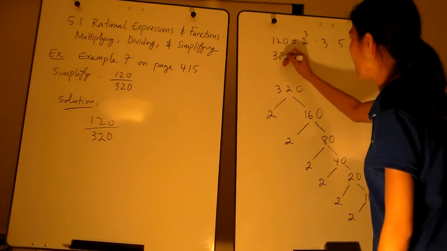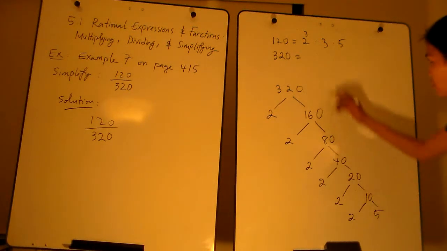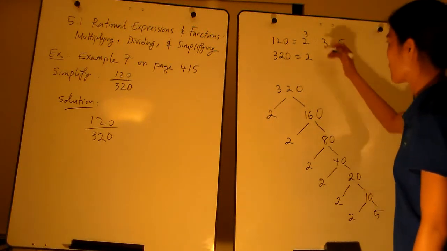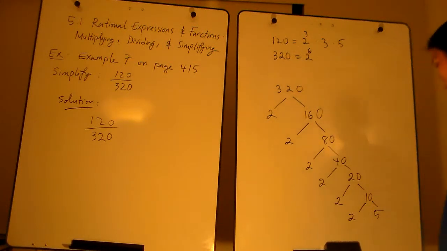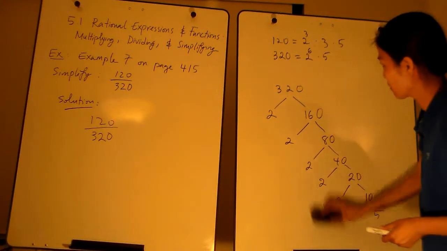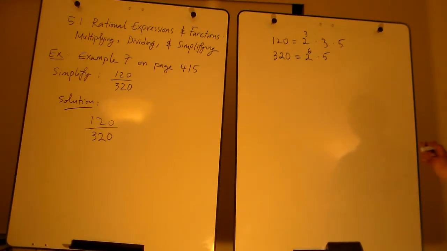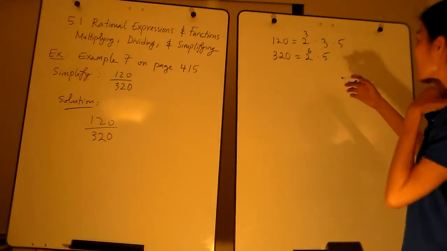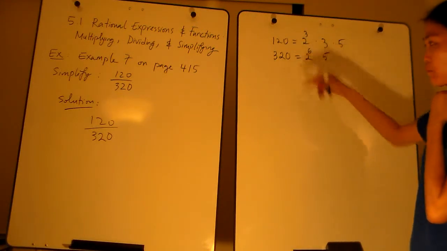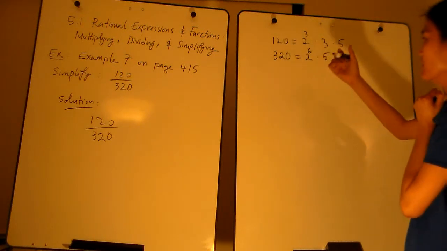So 320 can be factored in terms of 2 and 5, right? How many 2s do you have? 1, 2, 3, 4, 5, 6. There are six 2s, so the exponent is 6, and there's one 5, so multiply by 5. Alright, now it looks like you can simplify 2s and 5s, because 2 and 5 are common factors in both 120 and 320.